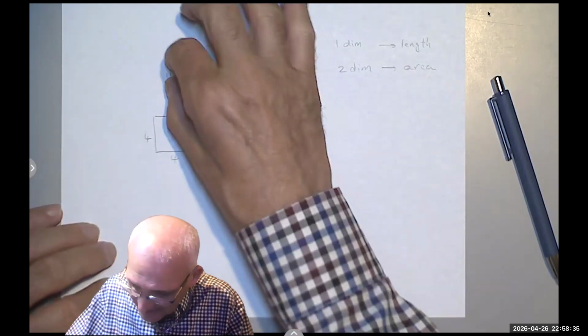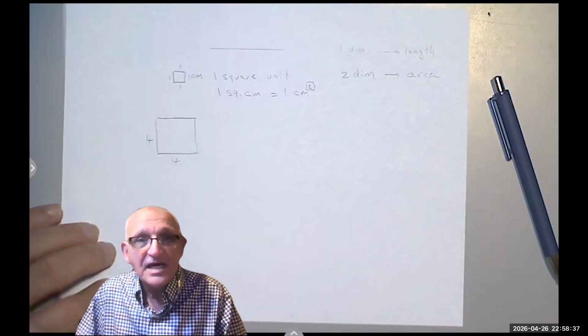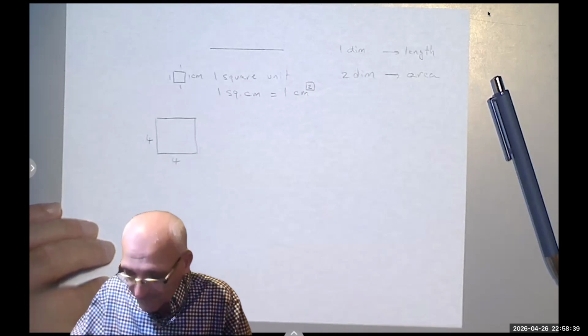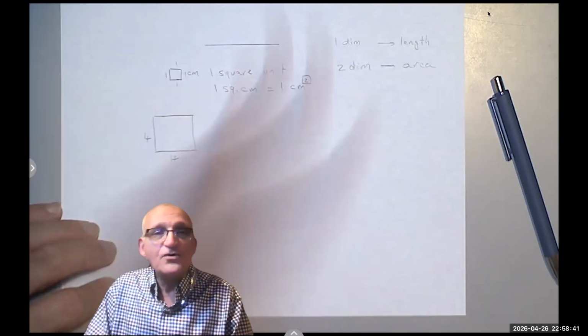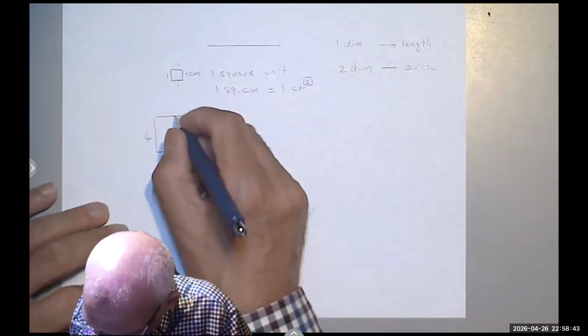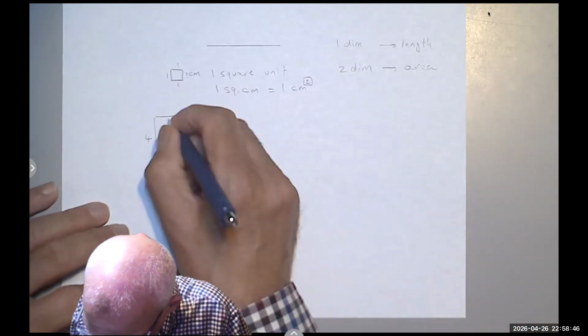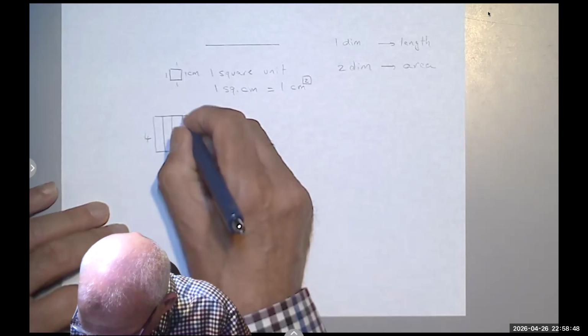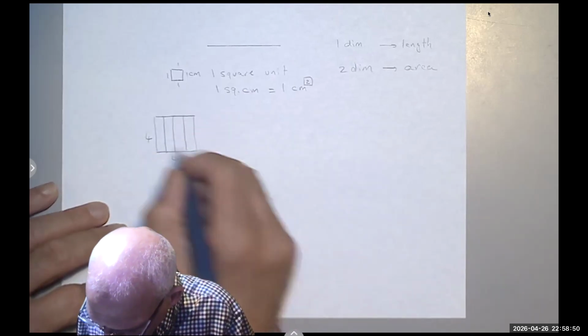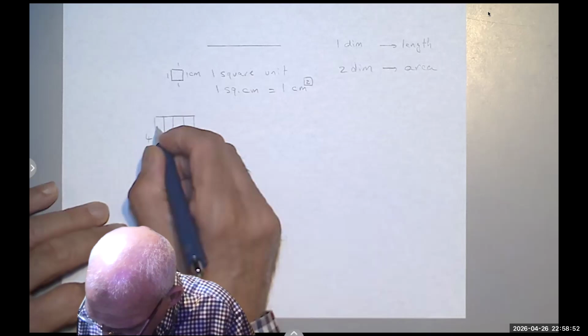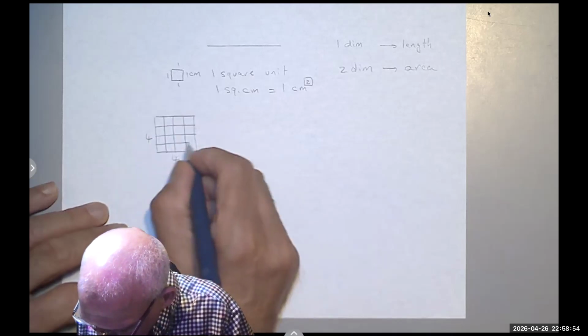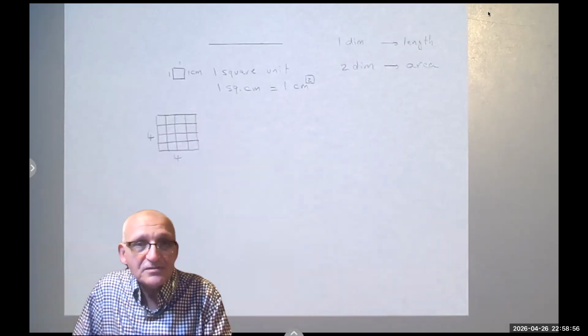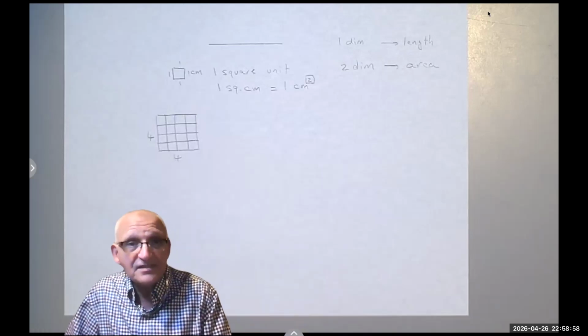So let me take this and place it here and see how many of this guy will cover the whole thing. So if this is 4, let me divide it into 4 columns. And if this is 4, of course, they are not drawn to scale, I'm going to divide it into 4 rows. So each one of those is 1 square centimeter.